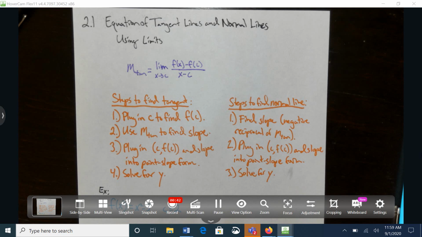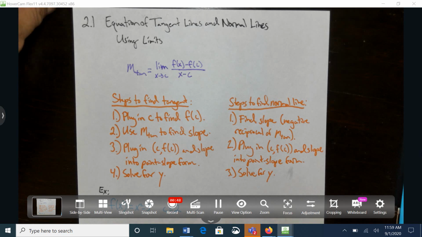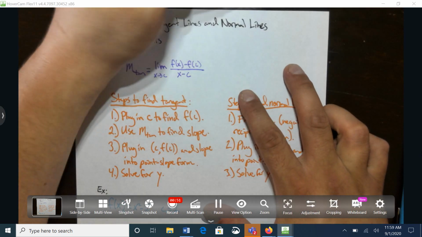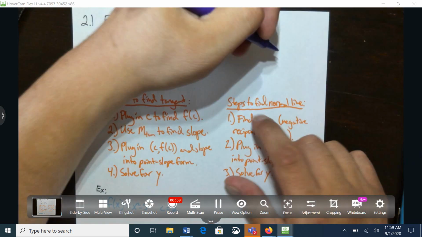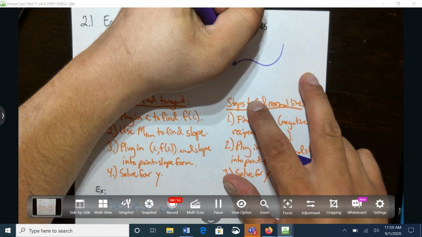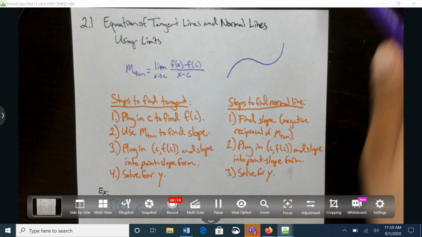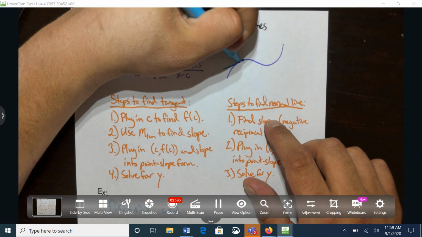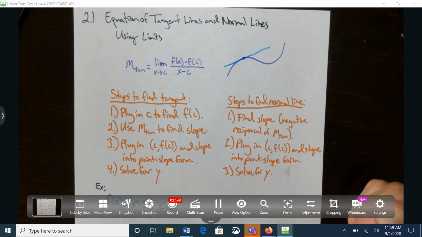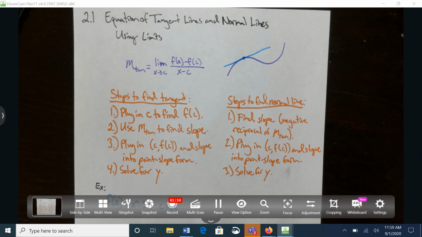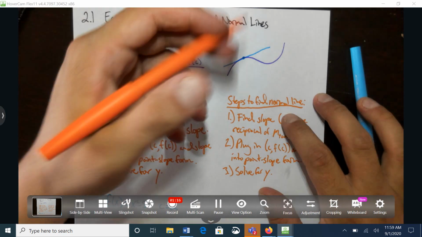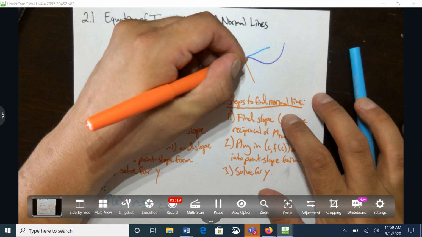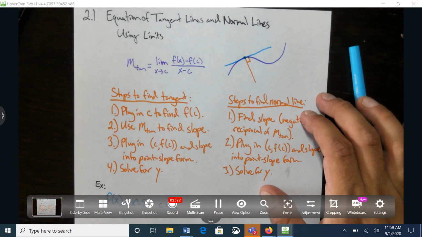So this is the equation of tangent lines and normal lines using limits. A tangent line is, well, we'll do some review here. Say if we have a function like that. The tangent line is a line that touches the function at a singular point, just like that. The normal line is perpendicular to the tangent line. So the normal line would be this in orange. It would be something like that. So we have the tangent line and the normal line.